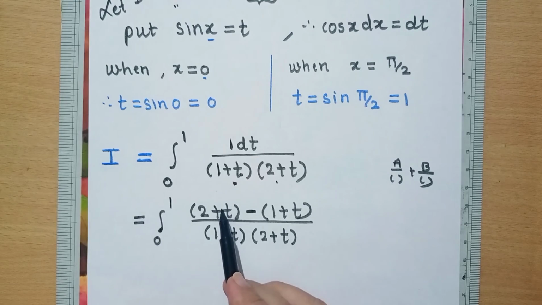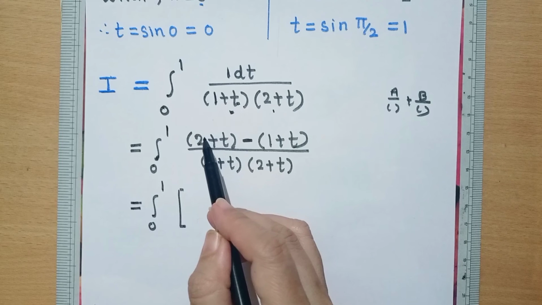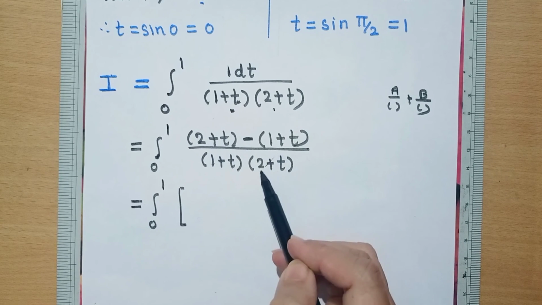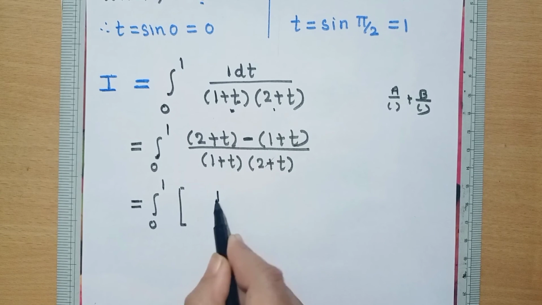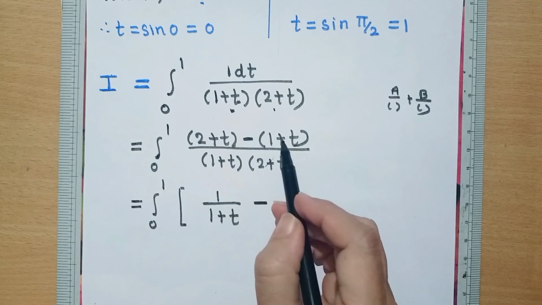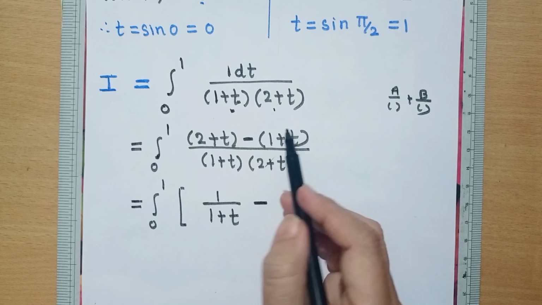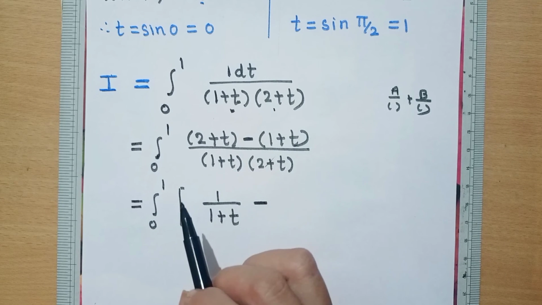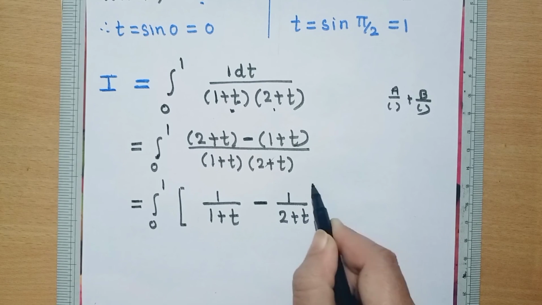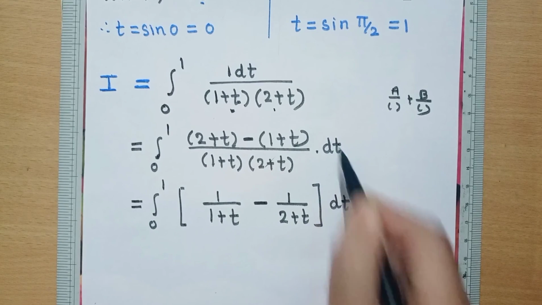Now we will divide each term by this denominator. Look here, if we divide 2 plus t by this denominator, this factor and this factor get cancelled and simply 1 upon 1 plus t remains, and the middle sign minus. And if we divide this second factor by these two factors, this 1 plus t bracket gets cancelled and we have 1 upon 2 plus t, and here we have to write dt.